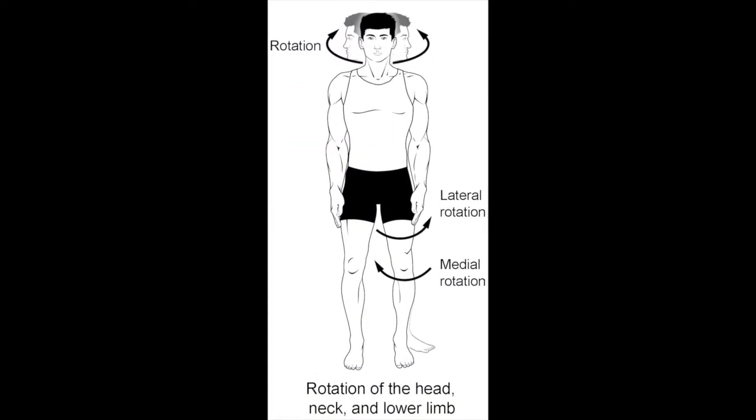In rotations, a bone revolves around its own longitudinal axis. One example is turning the head from side to side, like when you shake your head no. Another is turning the trunk from side to side, while keeping the hips and lower limbs in the anatomical position.